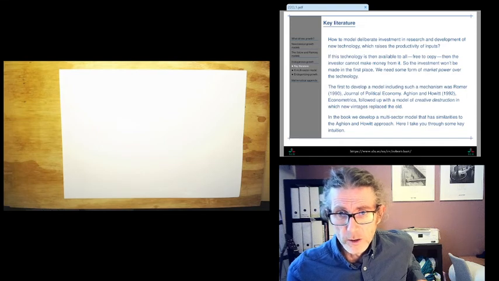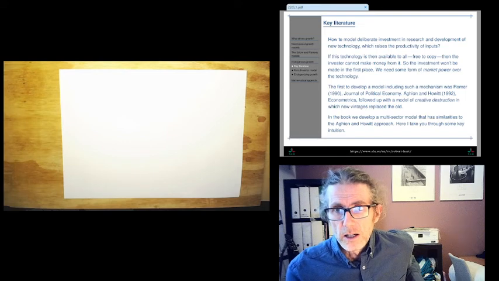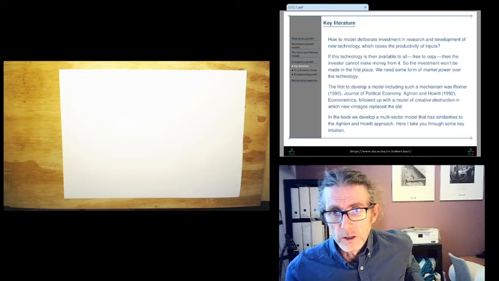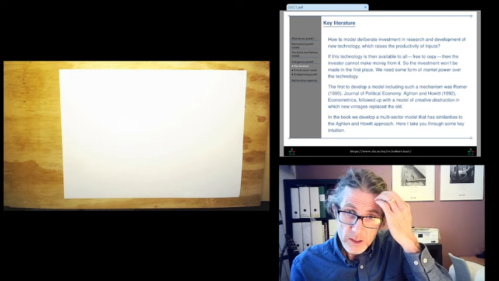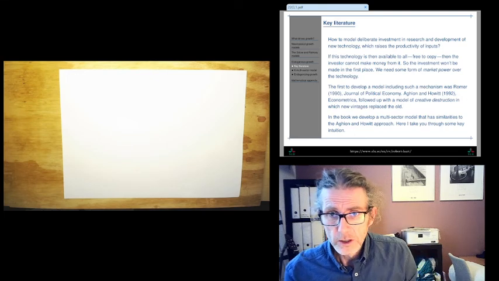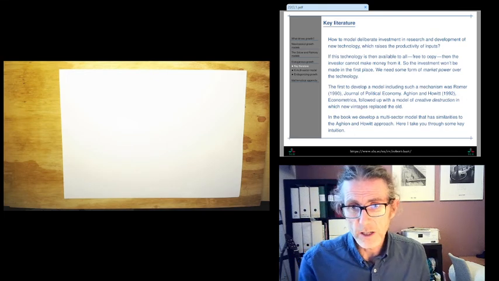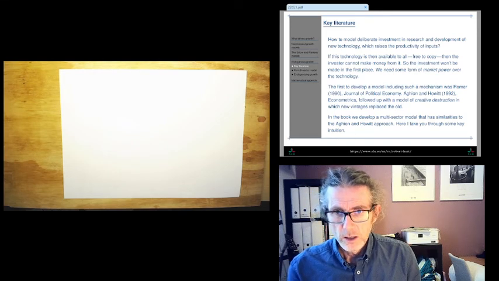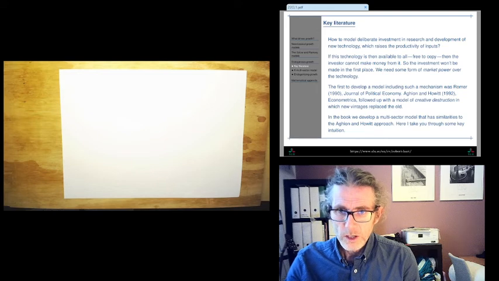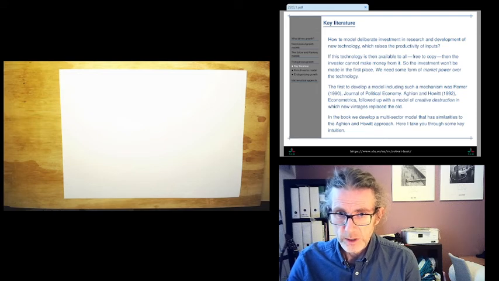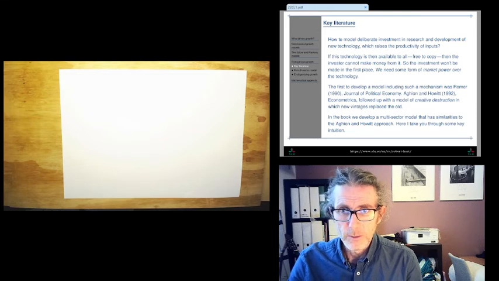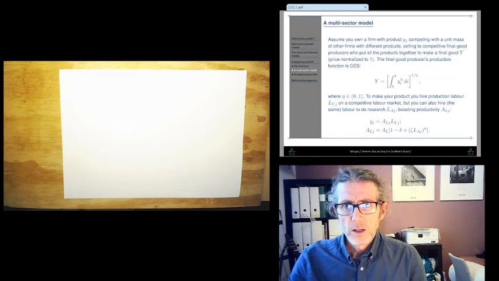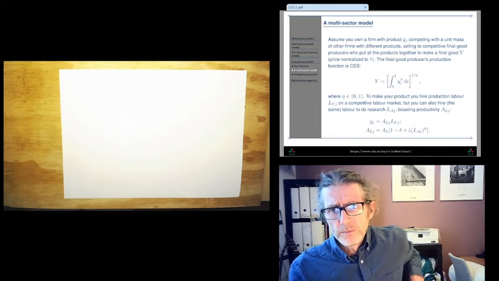In the book that I've written that helps you through the course, I take you through a multi-sector model which has some similarities to the Aghion and Howitt approach. And just here in this video, I'm going to take you through some key intuition. And I'll explain why we don't need to be able to work through this whole model. I'll explain why a bit later in this video. So what's the key intuition?